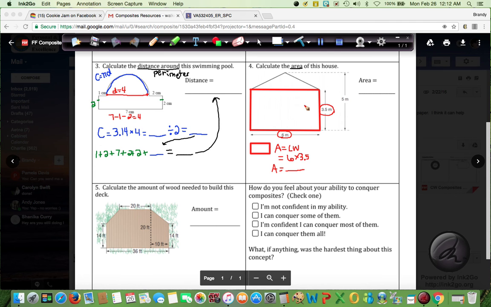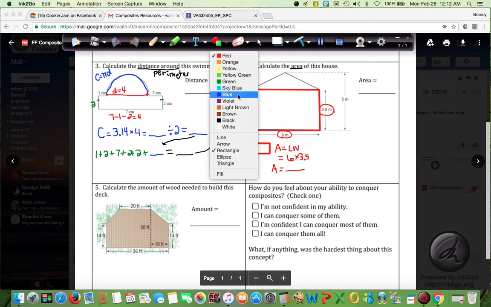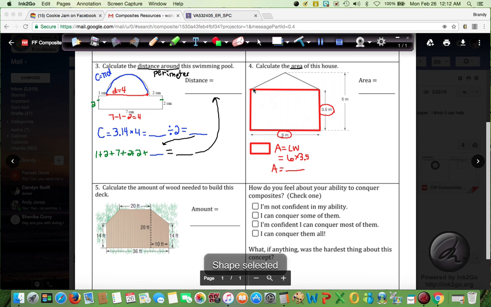Okay, now I also see a triangle at the top. So I'm going to pick a different color. And I have this triangle. Oh, still gave me a rectangle. Let me just erase it because I don't know if I can go back. Okay, so let's see, find a line here. Here we go. All right, so I have my triangle up top.